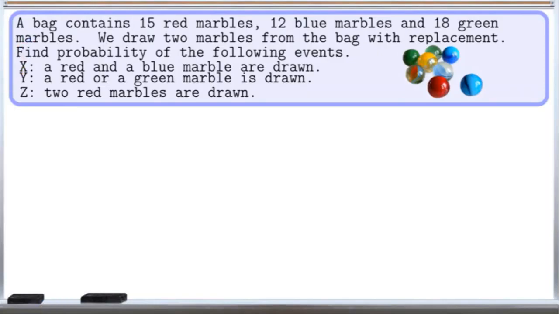In the first draw, we have 3 possibilities. They are red, blue, and green. Let's put down the probability for each possibility. We see the total number of marbles in the bag is 15 plus 12 plus 18, which is 45, and there are 15 red marbles. So the probability of getting red marble is 15 over 45. I am going to put that down here on the tree diagram.